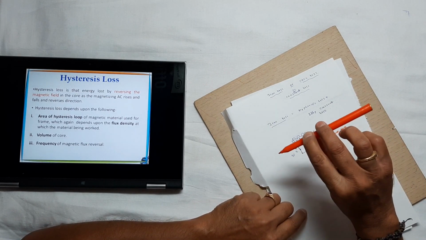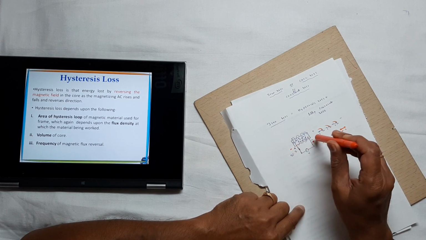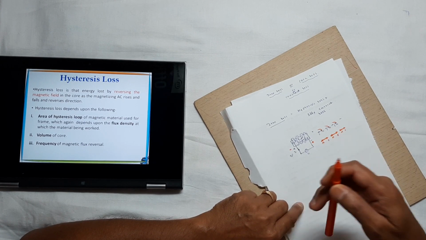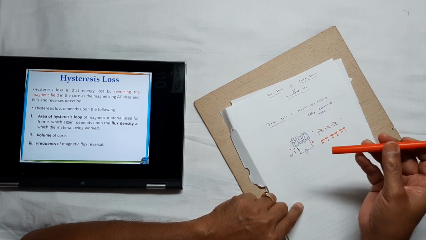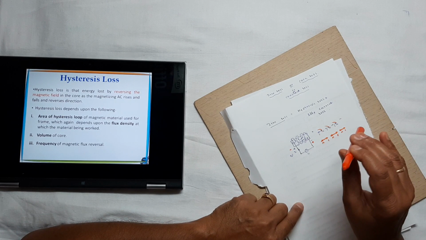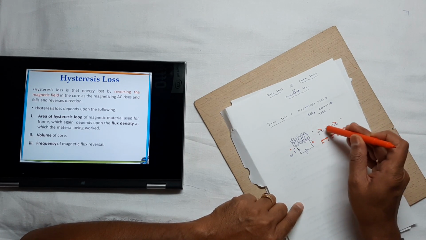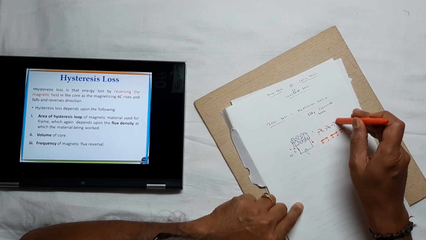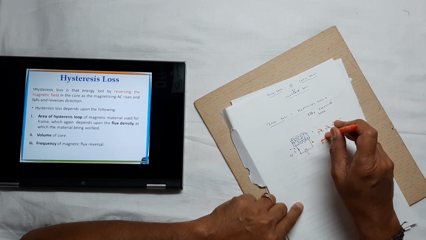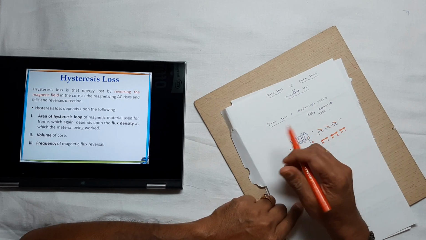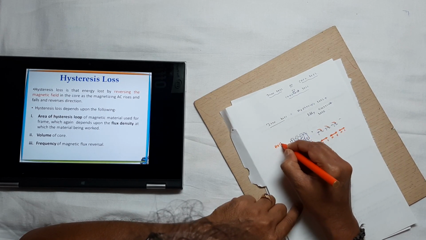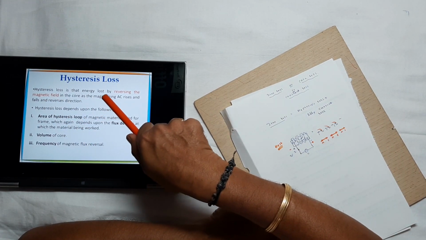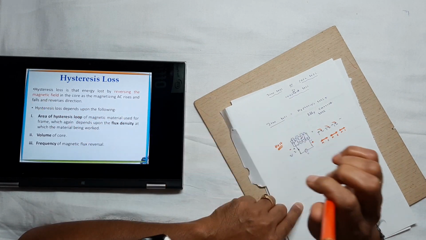So when there is a change in the supply from positive to negative and negative to positive, that is, the positive half cycle and the negative half cycle, the dipoles change their direction. When they change direction, they brush against each other. That is, there is friction between the dipoles. Because of this friction of the dipoles, a loss occurs. That loss is called hysteresis loss. Therefore, he is telling that hysteresis loss is the energy lost by reversing the magnetic field.